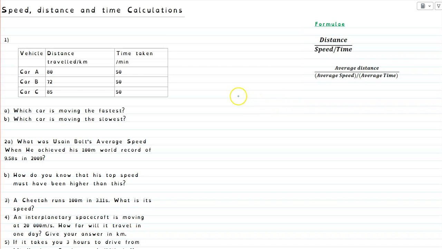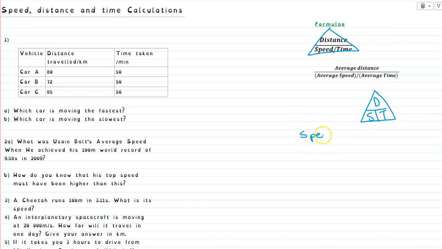Now, a few things that we need to know before we tackle these calculations is we need to know the formula for distance, speed, and time. So this formula is normally written as a triangle. Why a triangle? Because it's easier to remember. So what you would always write down is a triangle, easy as that. Then you have D on top, S here, and T there.